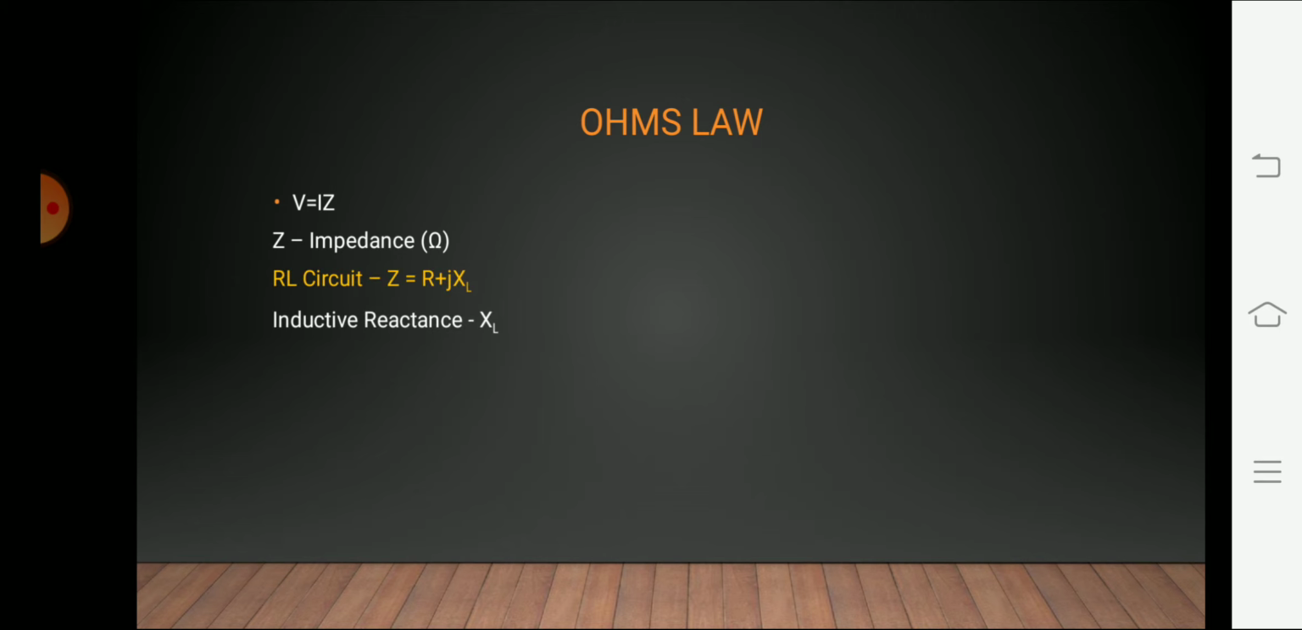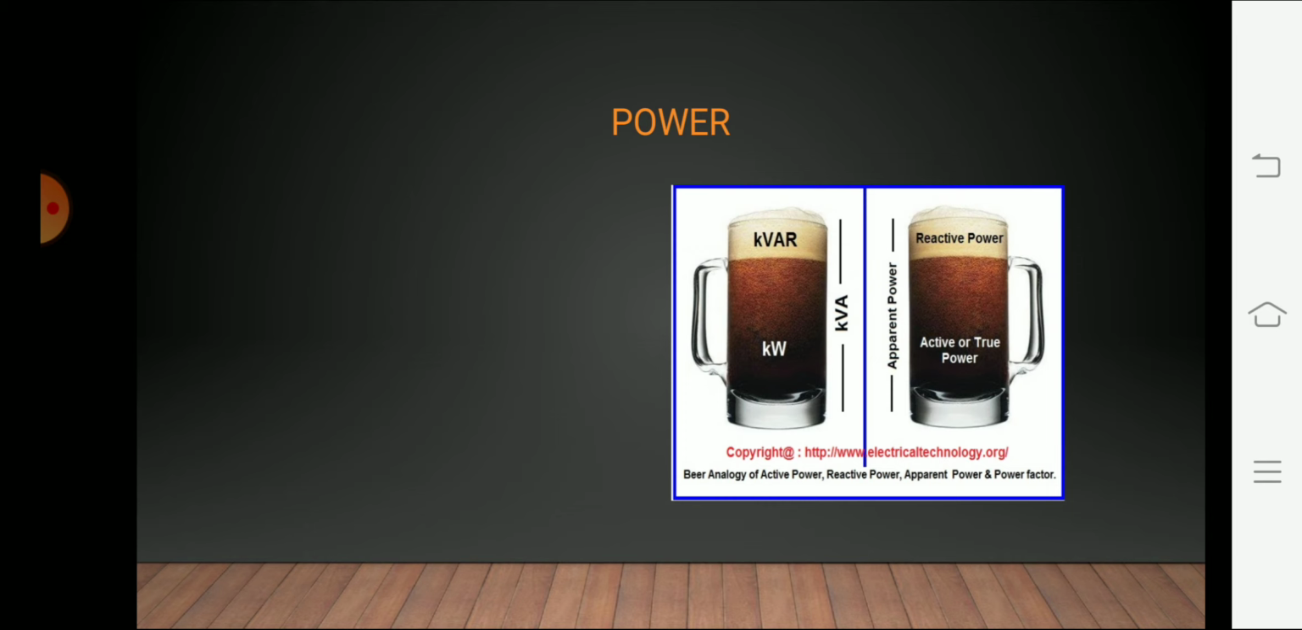Suppose the circuit is RL, that means resistance and inductance, the value of the impedance is equal to R plus j XL. X is the reactance, so XL is inductive reactance. Next, if the circuit is an RC circuit, Z is equal to R minus j XC. XC is capacitive reactance. For an RLC circuit, Z is equal to R plus j (XL minus XC).